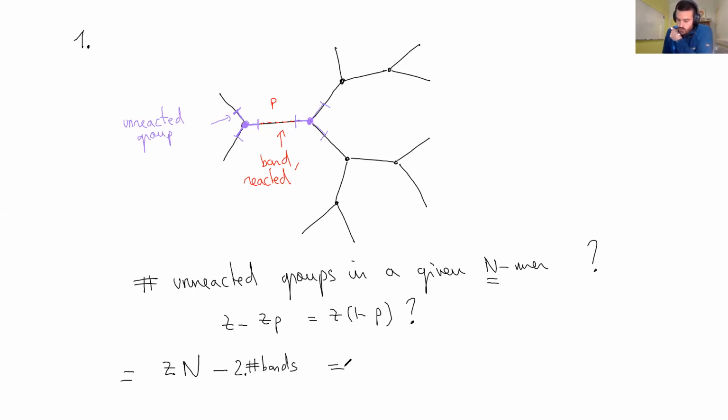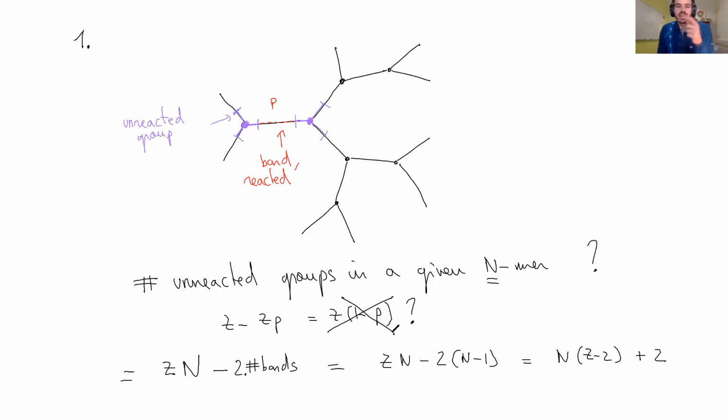And what is the number of bonds when I have n monomers? I have a chain with n units. How many connections between units do I have? The standard. n-1. Yes. So okay. And so I end up with n times z minus 2 plus 2, which is different from that.